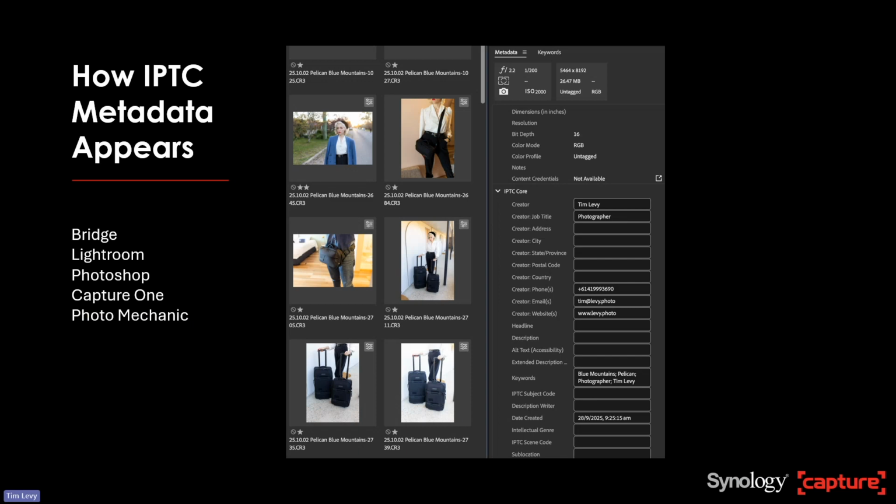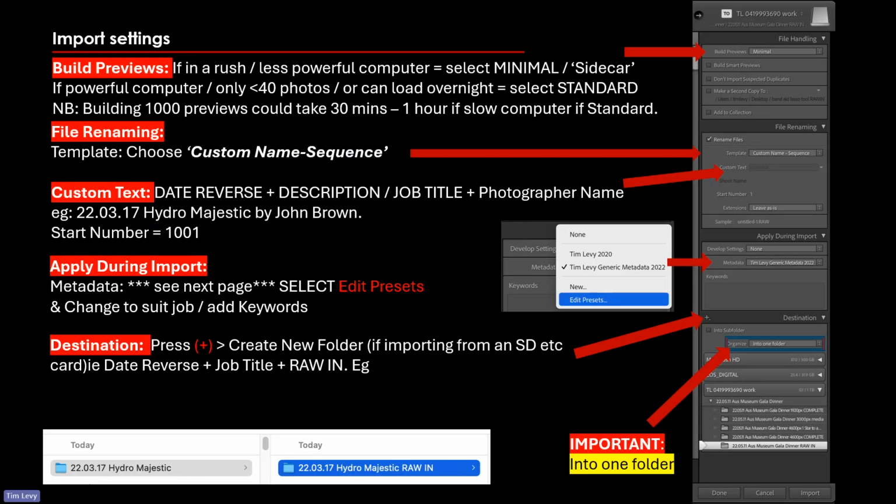So this is how metadata will appear. Whether it's in Bridge, Lightroom, Photoshop, Capture One, or Photo Mechanic, they'll all read metadata the same. Now, this next slide will be in the PDF, so it just helps break down the right-hand column, all the settings. That's all kind of automated.